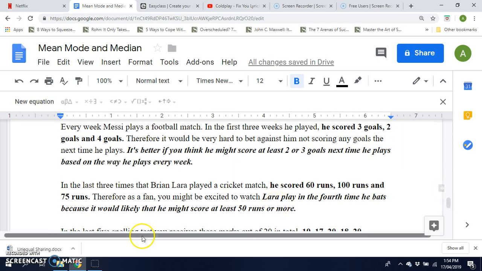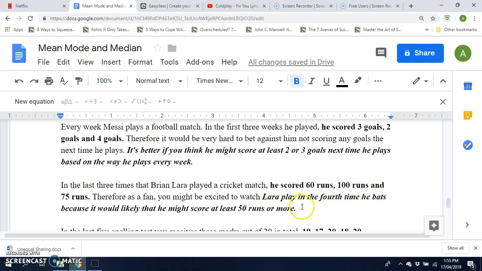Look at another one with sports. You have Brian Lara playing cricket. The first time he bats, he gets 60. The next time you see Brian Lara bat, he makes 100. The next time, he makes 75. Therefore, it is most likely that the next time you see Brian Lara bat, for the 4th time, he has to make something more than 50. You will be surprised if he comes and gets 0. You will be surprised if he comes and gets 20.